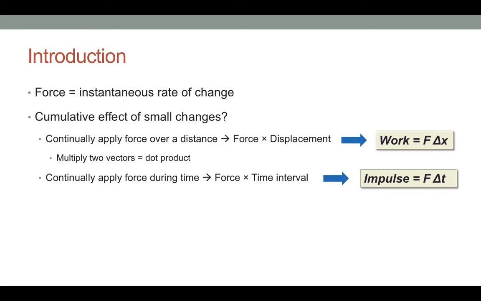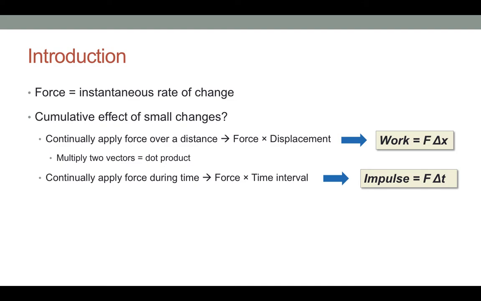First, we can consider applying a force as an object moves through space and say what is the product of force times the displacement the object makes. Second way we can do is take and multiply simply the force times the amount of time that the force was applied. These are two new concepts we're going to introduce. The first one we're going to call work, and that's the topic of this chapter. Then after that, we're going to look at impulse, which is our next major topic.